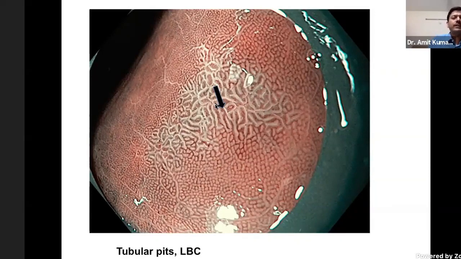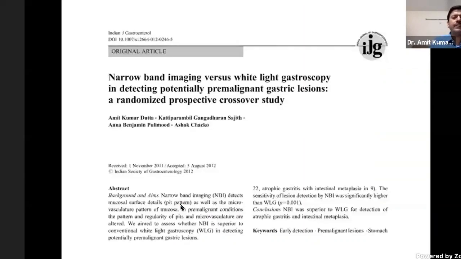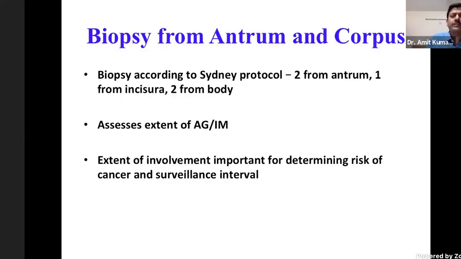And you can see how NBI helps you, so you know this area has got metaplasia, whereas this area does not have metaplasia, okay? And we had done a study in our center as well about 10 years ago. We looked at the role of NBI in picking up these metaplastic lesions in a randomized prospective fashion. And we found that NBI picks up much more lesions than white light endoscopy does. Okay. Now, obviously, the diagnosis has to be confirmed with biopsy. Endoscopy alone is not sufficient.